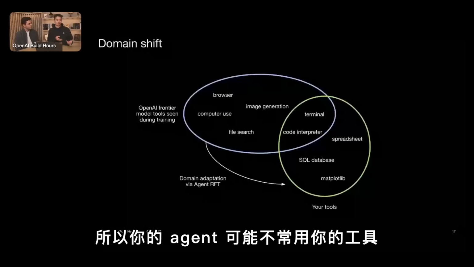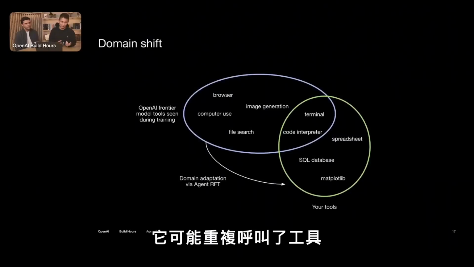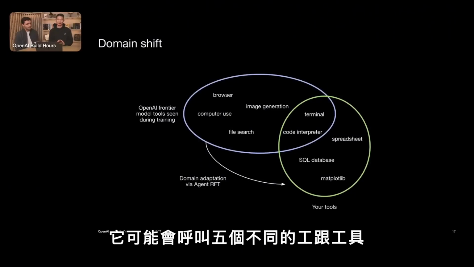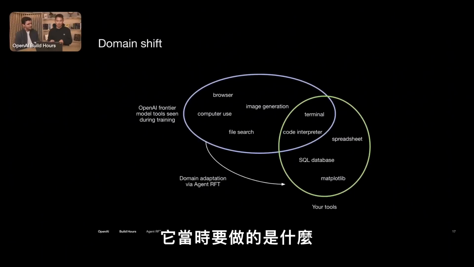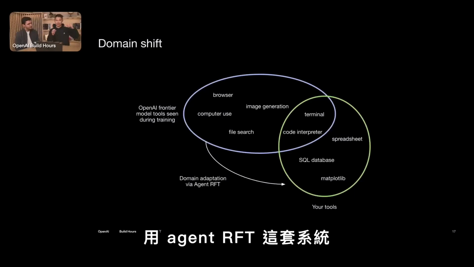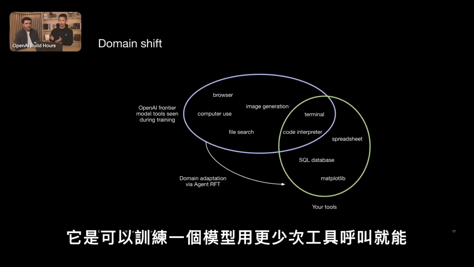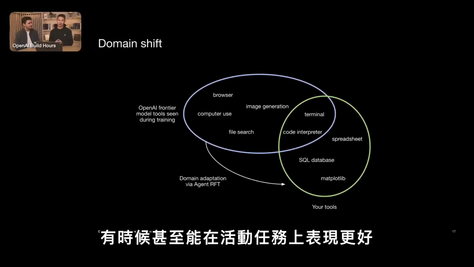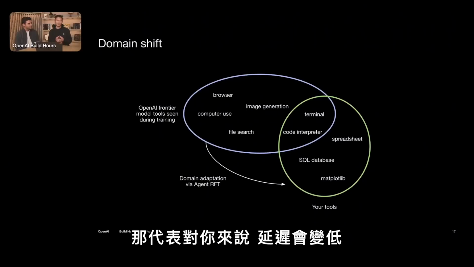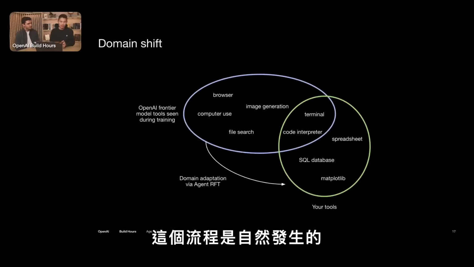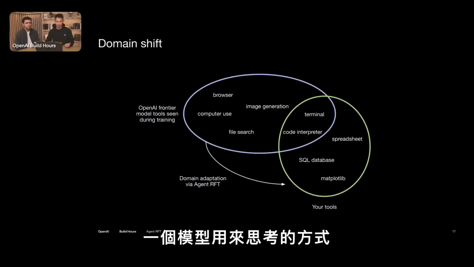That means that your agent might not be used to using your tools in the way that is ideal. It might call a tool too many times. It might call 5 different tools when calling one tool is better for what it was trying to do in a given moment. So using Agent RFT, you can align these domains. It's possible to train a model to use far fewer tool calls to achieve the same or sometimes even better performance on a given task. That means lower latencies for you and faster experiences for your end users. This process happens naturally because we do apply a light penalty to the amount of tokens a model uses to reason.